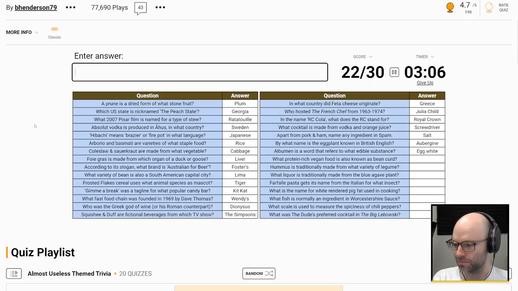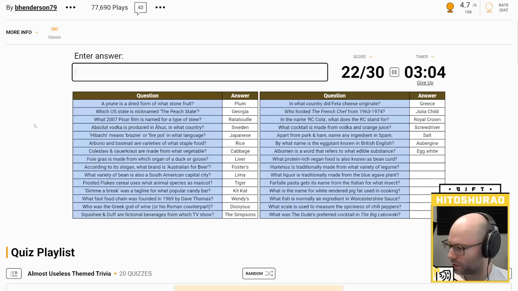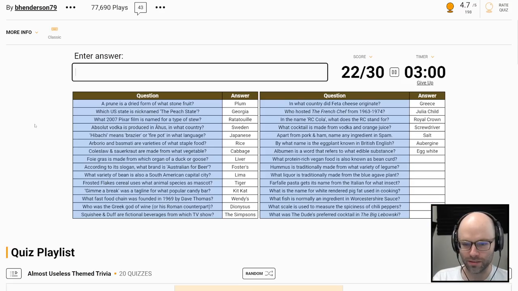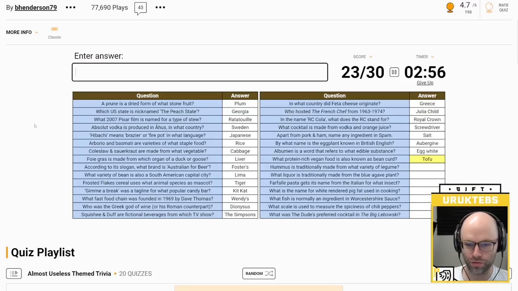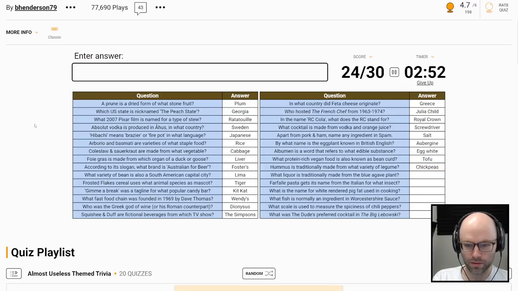They do a test of albumin like when you go to donate blood, right? It's a protein. Yeah. What protein-rich vegan food is also known as bean curd? That's tofu. Hummus is made from the garbanzo bean. Liquor made from blue agave, tequila. Farfalle pasta gets its name from the Italian for what insect? Moth? Like butterfly? Yeah, because I thought it was named after a bow tie, but okay, fair enough.